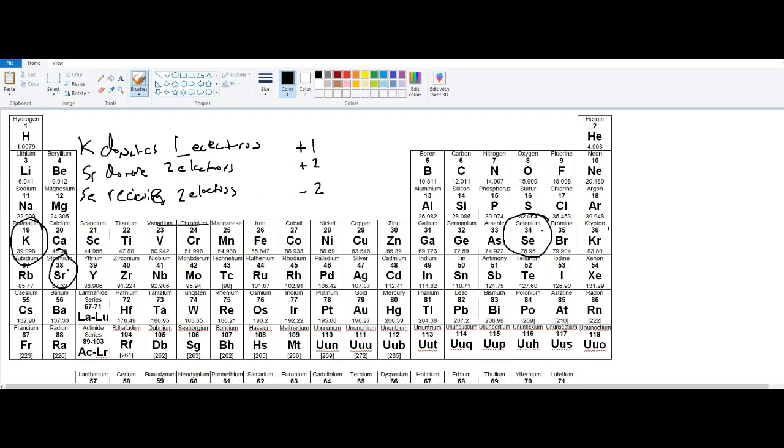I taught you that this first column over here all wants to donate 1, and when it's done donating 1, it has a +1 charge. This one wants to donate 2. This group here was donate 3, donate 4, or receive 4, receive 3, receive 2, receive 1. Too lazy to do anything. We call them nobles. Okay, so lots of different things you can remember, lots of different shortcuts. But that said, you need just one good way to do this to do decent chemistry.